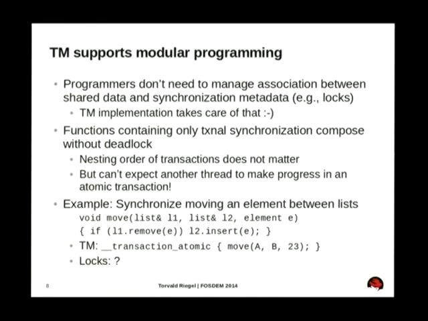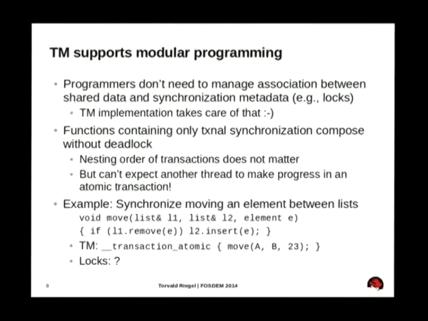For example, programmers don't need to have a locking convention or follow it. The second thing that follows from that is that functions containing only transactional synchronization compose without deadlock. So the nesting order of transactions, for example, does not matter. However, you cannot expect another thread to make progress in an atomic transaction or concurrent with an atomic transaction. This wouldn't make sense, right? You're requiring the compiler and the environment to make your transaction into one indivisible step. You can't then say, oh, this is one indivisible step, and by the way, in between, I want this other thread to make another step, right? So this would be conceptually incompatible.